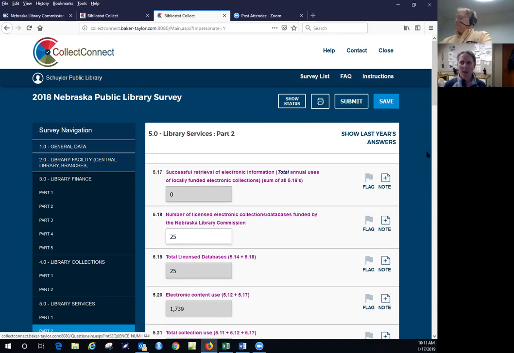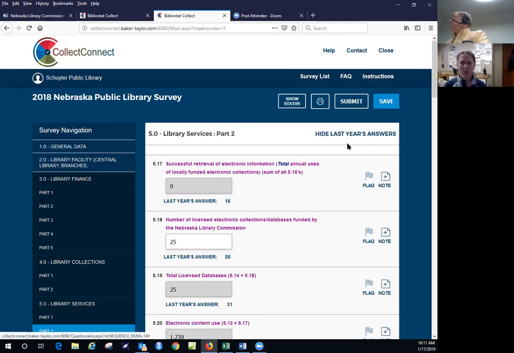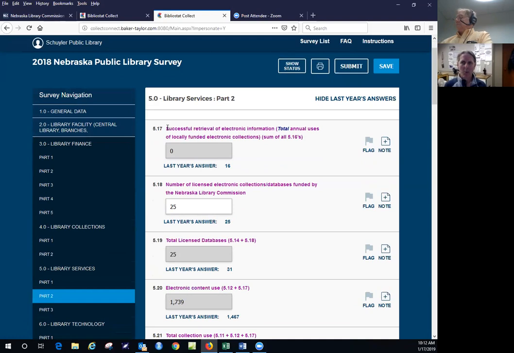There's also this hide last year's answers and show last year's answers. I almost always turn the show last year's answers on, just because then it gives you an idea of what you entered last year and you can compare that to the data that you're entering in the current year. One more thing to recap, the purple questions are the federally required ones.